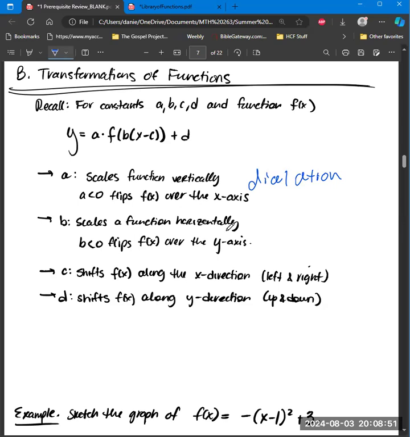B scales the function horizontally, so this is going to be usually a horizontal compression or stretch. Compression if the absolute value of b is greater than 1, a stretch if it's between 0 and 1 for the absolute value. If b is less than 0, then we're going to flip over the y-axis. C is going to shift left and right. This is a horizontal shift or horizontal translation.